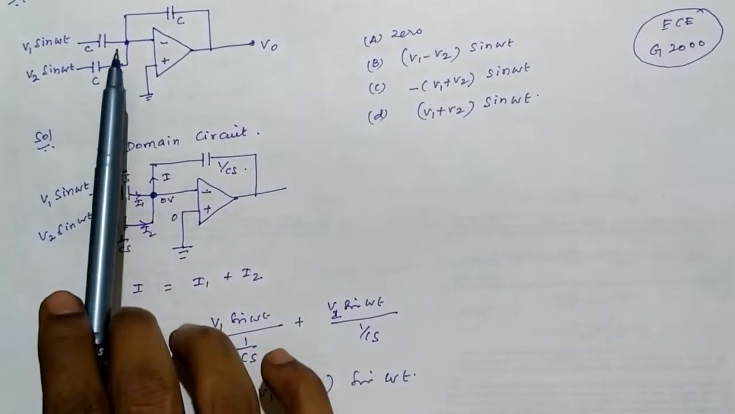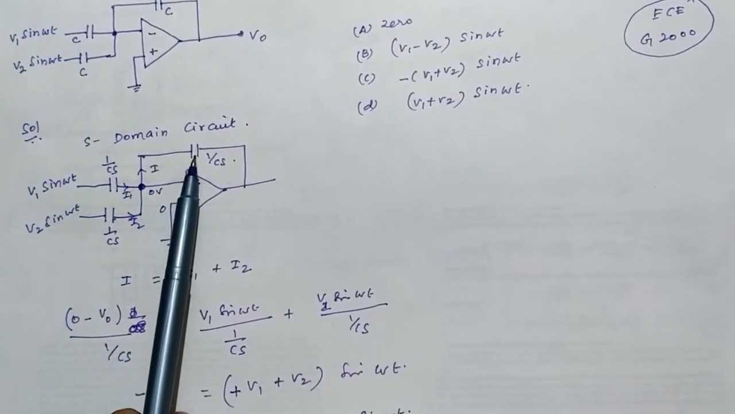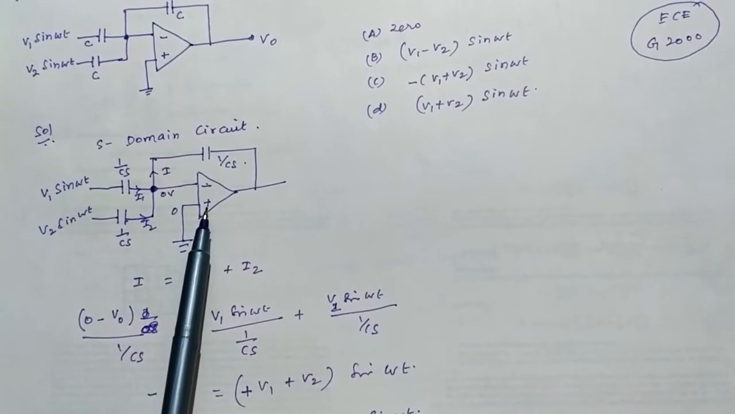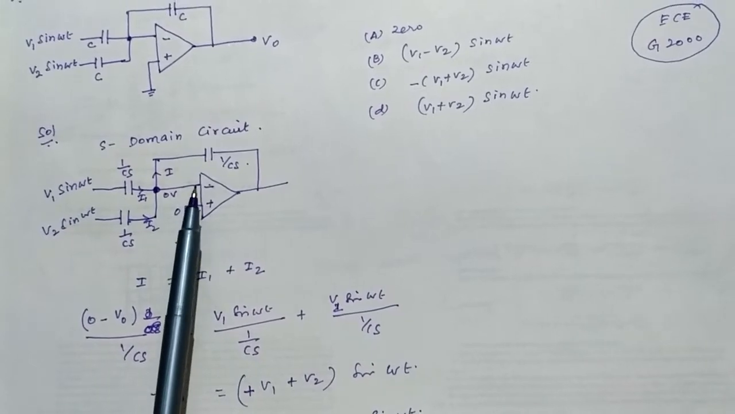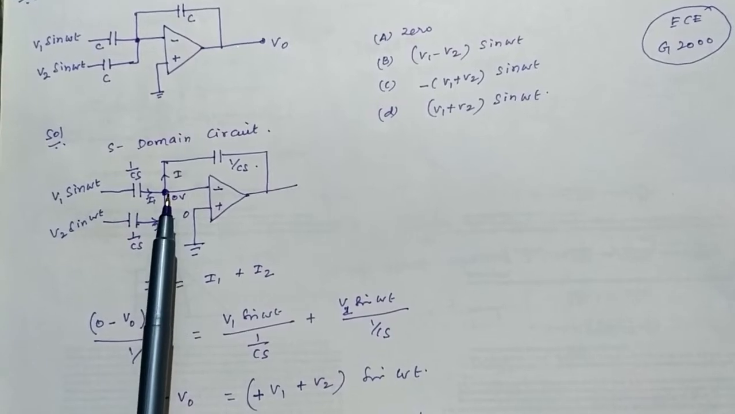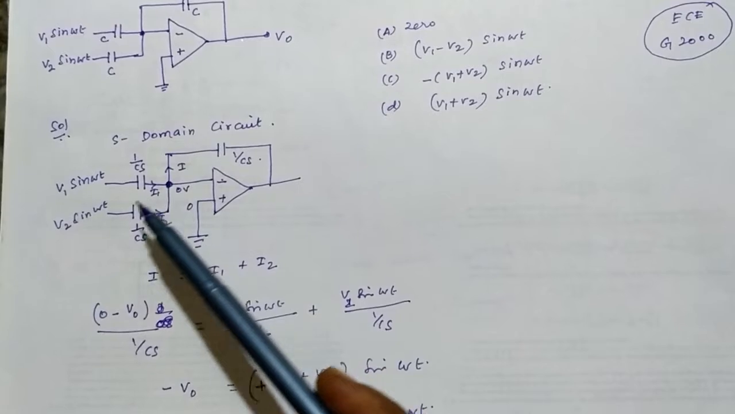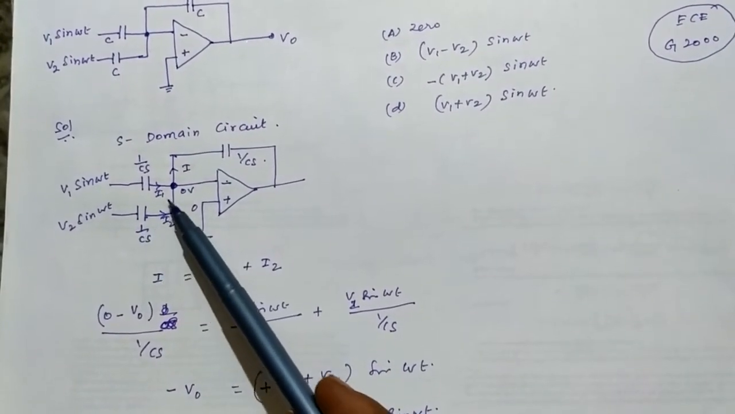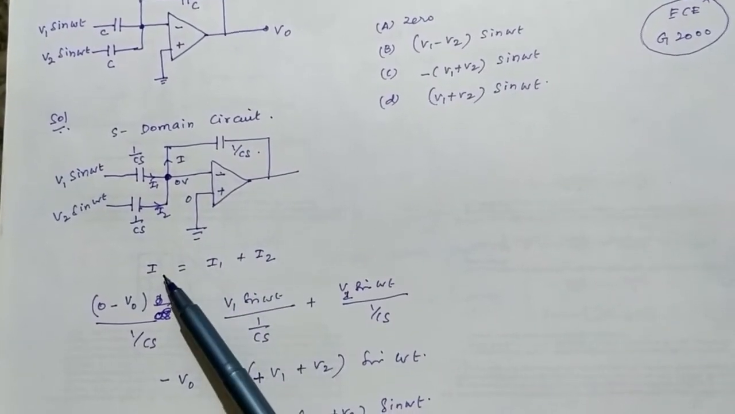In the S domain circuit, this C is replaced by 1 over Cs. Since the positive terminal, that is the non-inverting terminal, is grounded, and of course the inverting terminal is also virtually grounded, the potential at this point is 0 volt. Now the current flowing through this capacitor is I1 and through this capacitor is I2. So I1 plus I2 is equal to I.